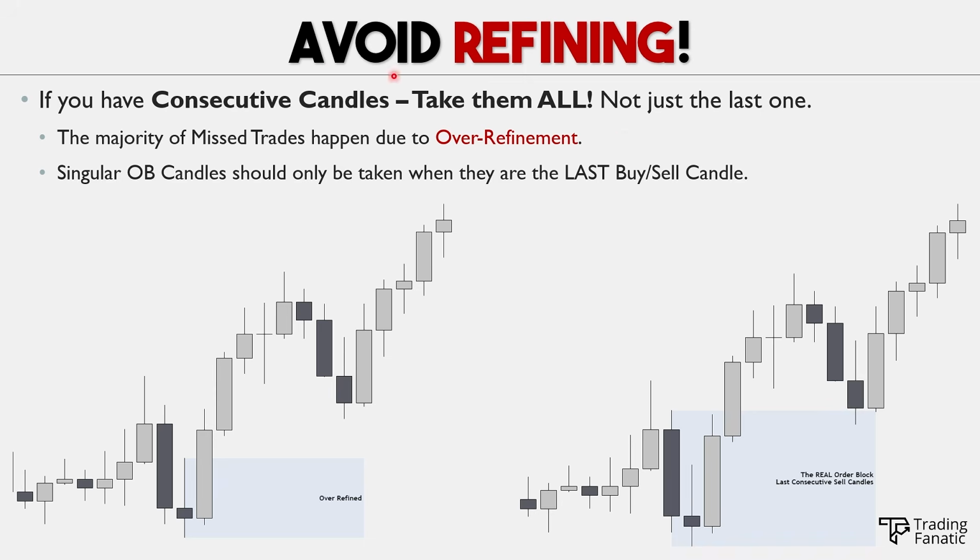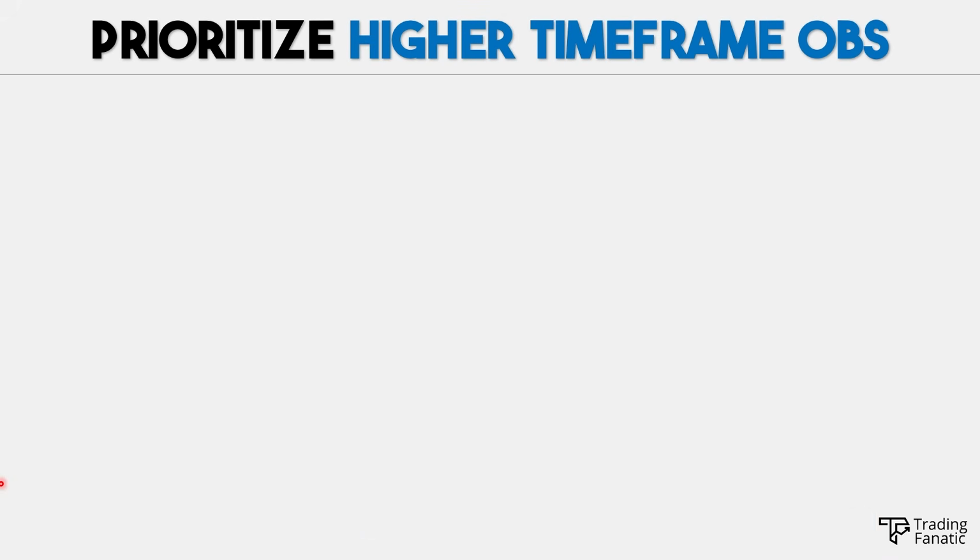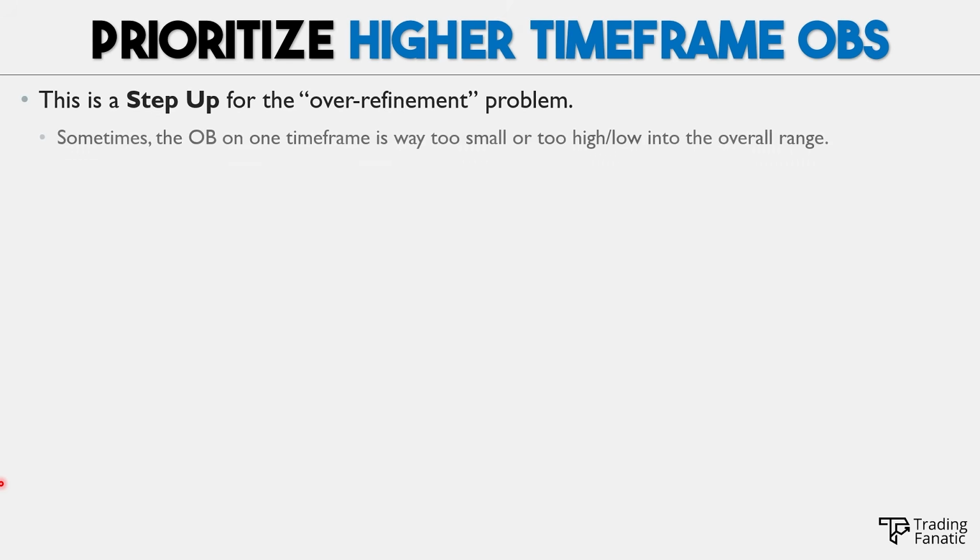Okay, so avoid refining so that you can actually start getting your order blocks tapped and you can start getting some winning trades. Now here is another refinement. Prioritize higher time frame order blocks. This is a step up from the over refinement problem, because sometimes the order block on one time frame is going to be way too small, but it's still going to be valid. Or it's going to be way too high or way too low in your overall range.